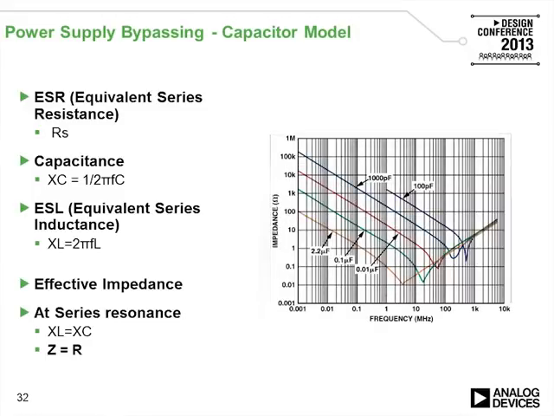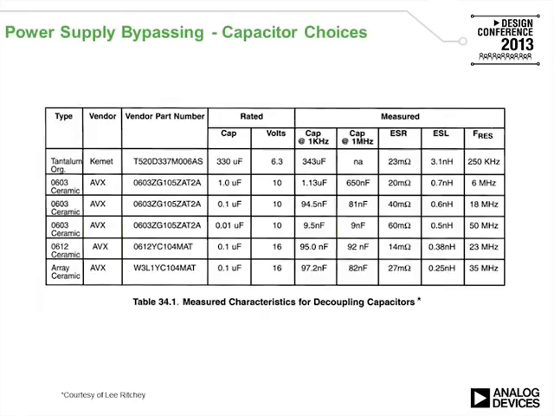Here's an example of several capacitors shown on the same picture. Note that each capacitor has a sweet spot in the frequency range, and their effectiveness is optimized at one particular frequency. So if you want to have a broadband effective bypassing, you will need more than one kind of capacitor.